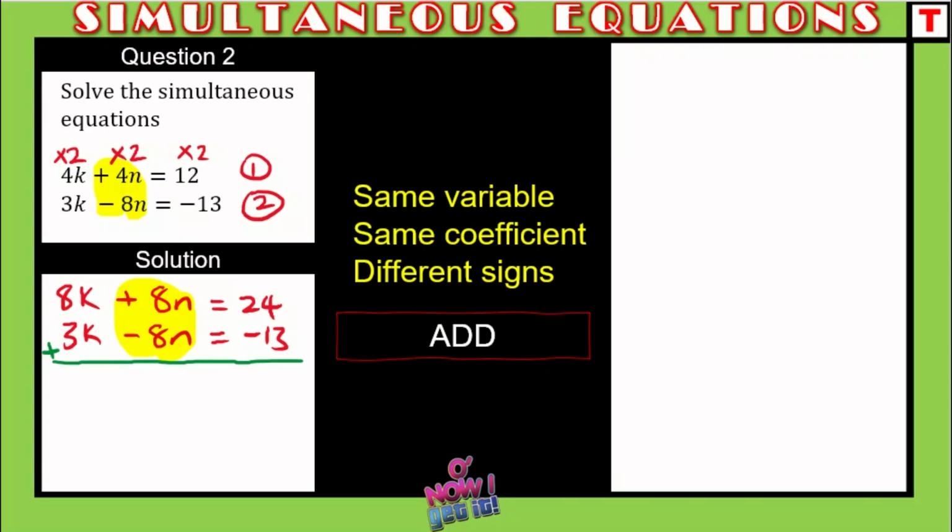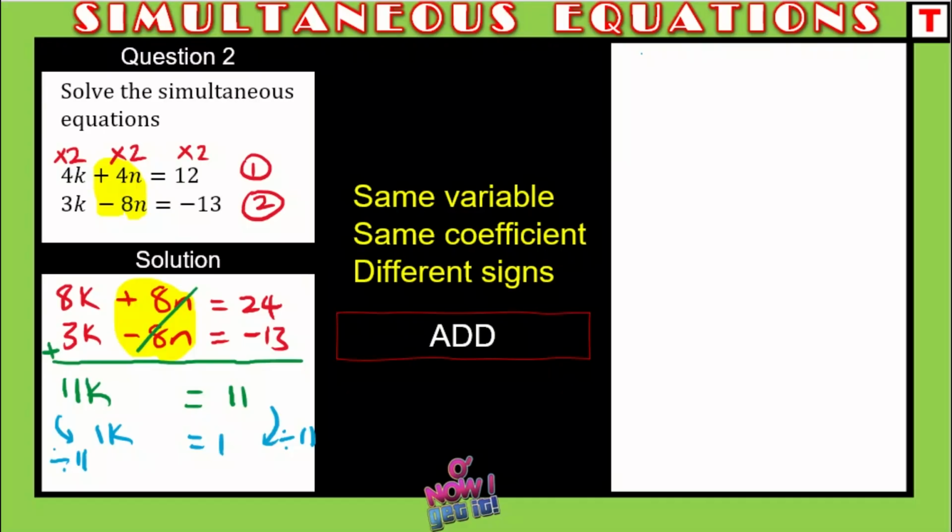So now we have 8k plus 3k, which is going to give us 11k. These are opposites, therefore these are going to cancel, and that would now be equal to 24 take away 13, which is going to leave us with 11. So we have 11k is equal to 11, and we're always searching for one of the variable. So therefore we have divided by 11 on both sides. So therefore 11 divided by 11 is just going to be equal to 1.